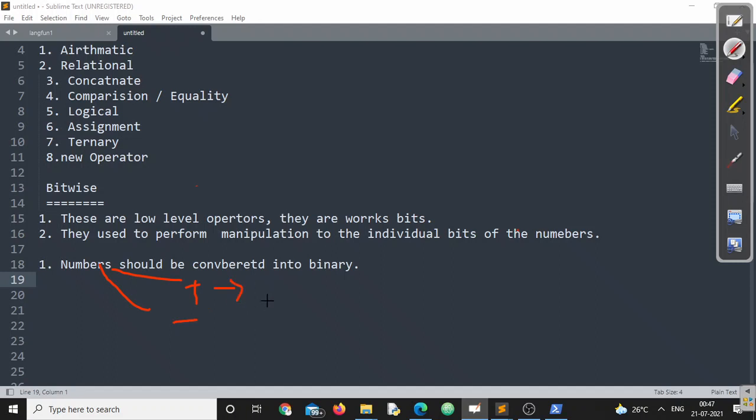For positive, the most significant bit will contain 0. For negative, the most significant bit contains 1. When the most significant bit is 1, the number is stored in 2's complement form. If it is 0, it is directly stored in memory.